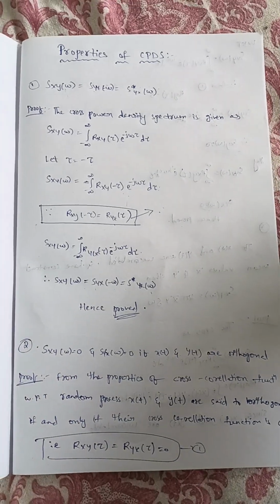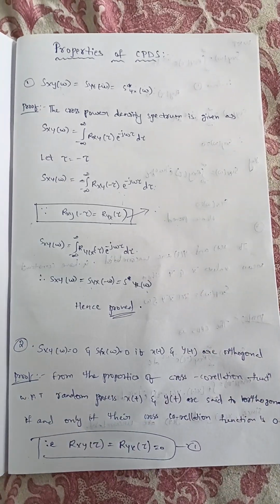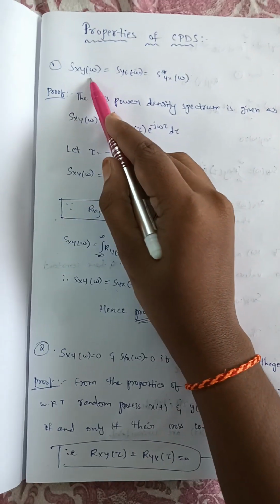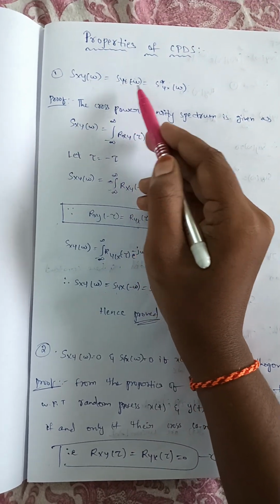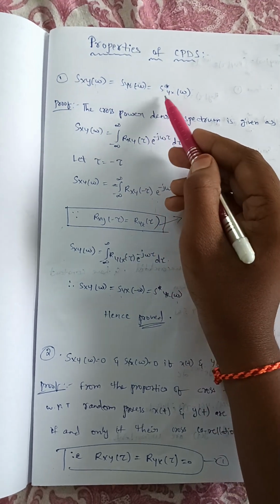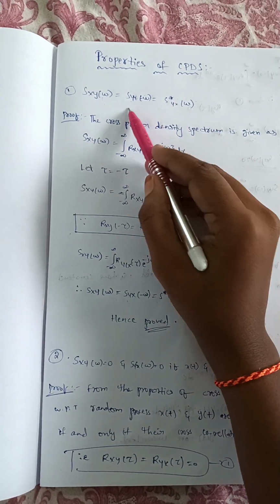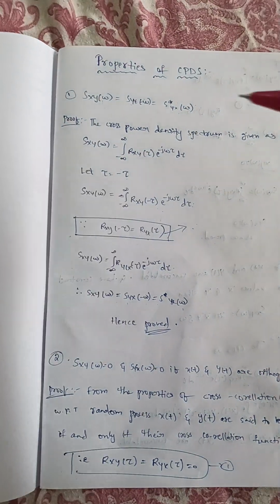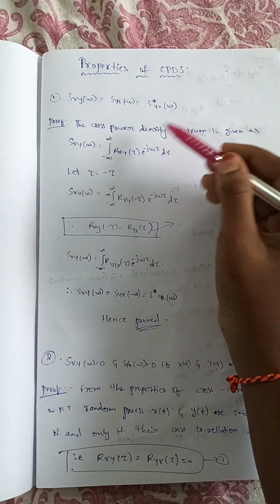Hello everyone. In this video we are going to discuss the properties of cross power density spectrum. So the first property is Sxy(ω) = Syx(−ω) = S*yx(ω). To prove this statement we need to consider the equation of cross power density spectrum.